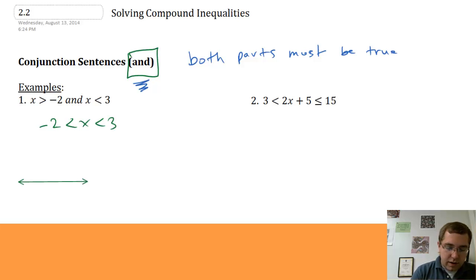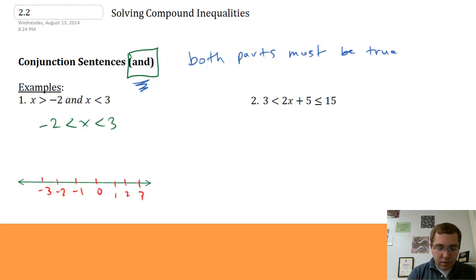On a number line, the way number 1 would look, we've got negative 3, negative 2, negative 1, 0, 1, 2, 3. If we want x to be greater than negative 2, then we're going to put an open circle at negative 2 because we can't include negative 2, and we would go to the right of negative 2. If we want x to be less than 3, we're going to put an open circle at 3, and we would go to the left of 3.